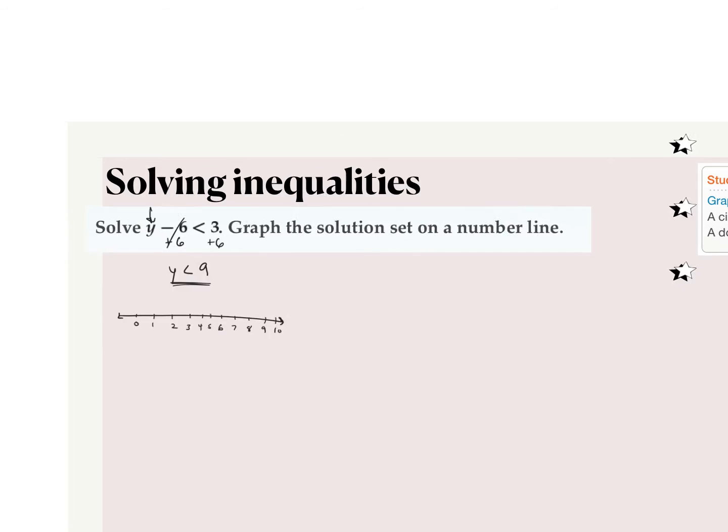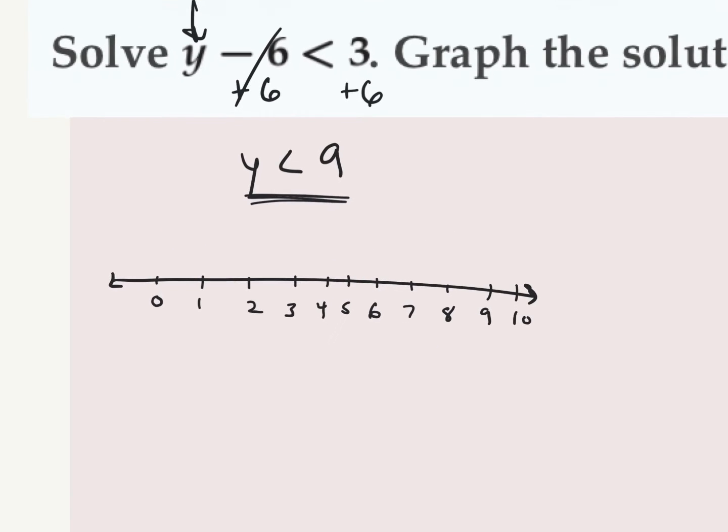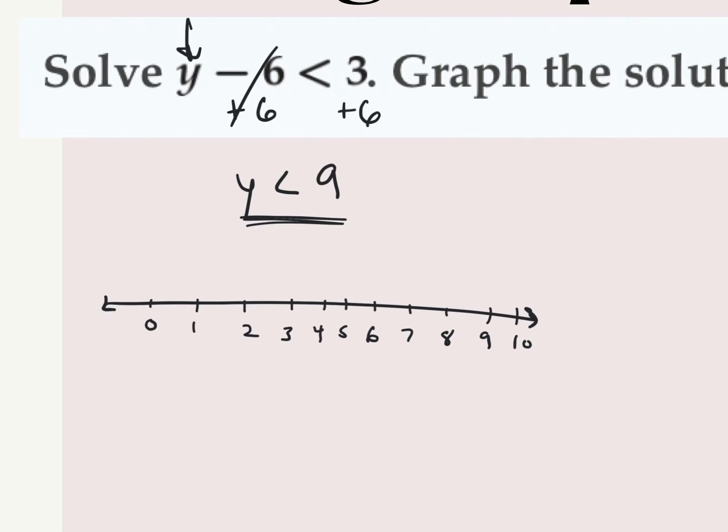So for this one, when it's just y is less than 9, do you think it'll be an open circle or a closed circle? An open circle. So we put an open circle at 9. Now, we are including all the values for y when it's less than 9. So am I going to shade to the left or shade to the right? To the left. Because what's a number less than 9? 8. So I'm going to shade in the direction of 8.